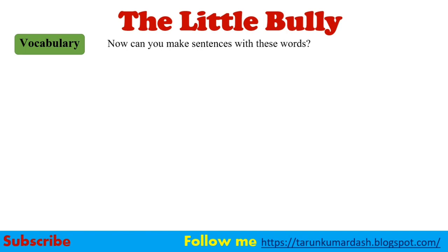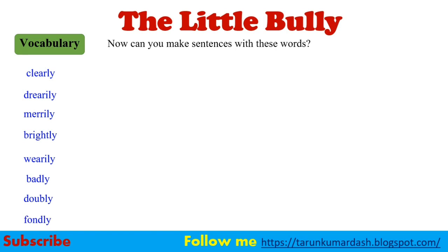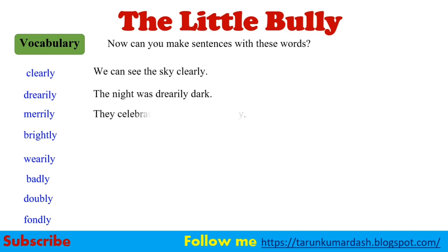Now, can you make sentences with these words? Yes, let us find out the sentences by using the words clearly, cheerily, merrily, brightly, wearily, badly, doubly, and fondly. Clearly, you can make a sentence like, we can see the sky clearly. Cheerily, we can write, the night was cheerily dark. Merrily, we can write, they celebrated the festival merrily, means happily. Brightly, the stars shine brightly. That means full of light.